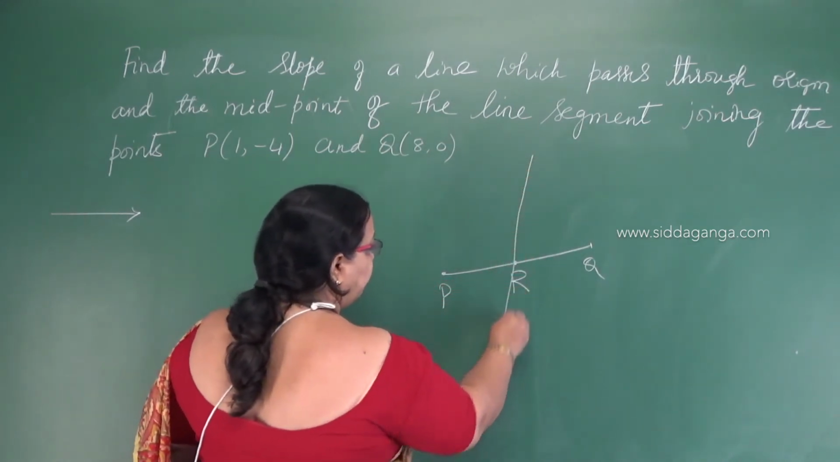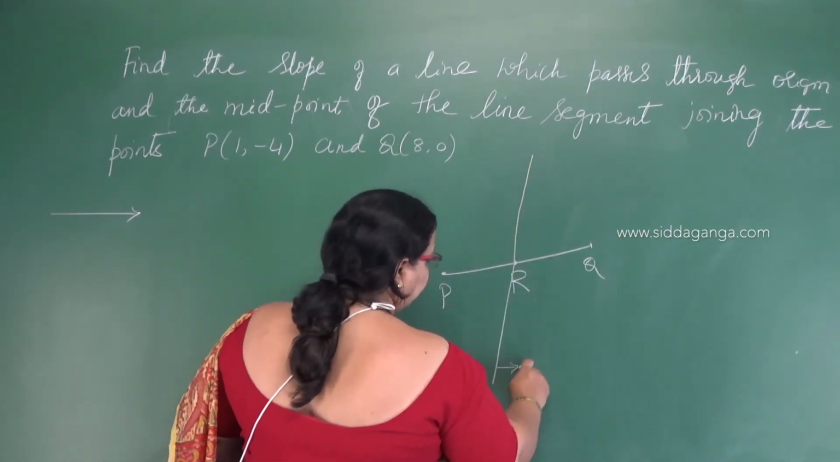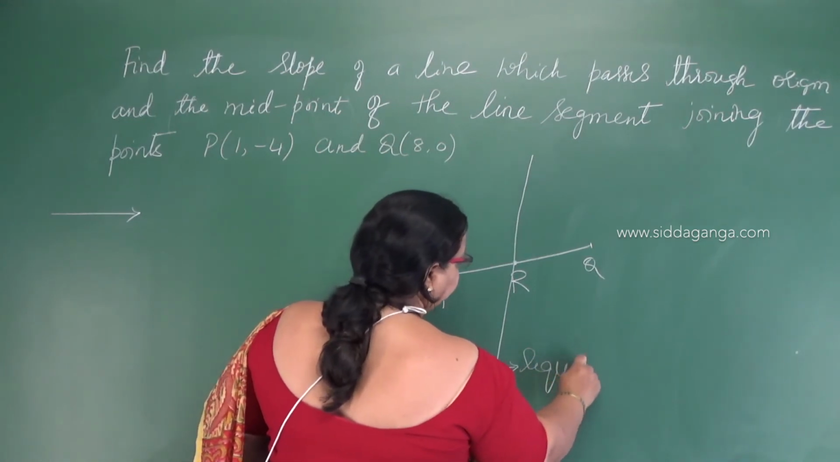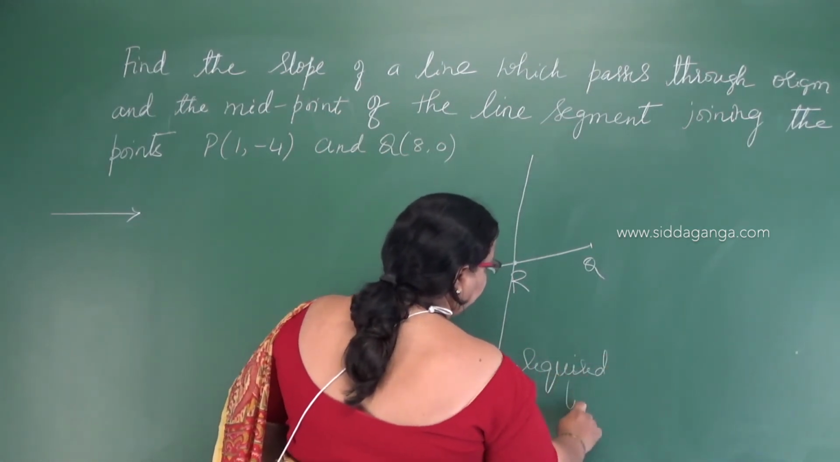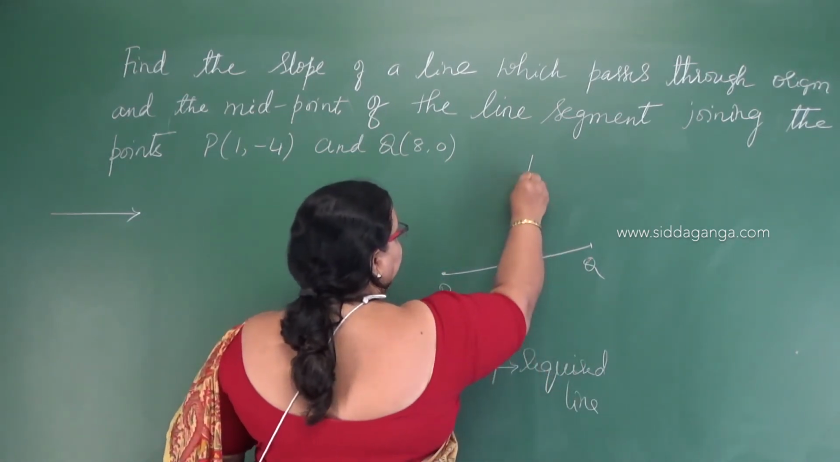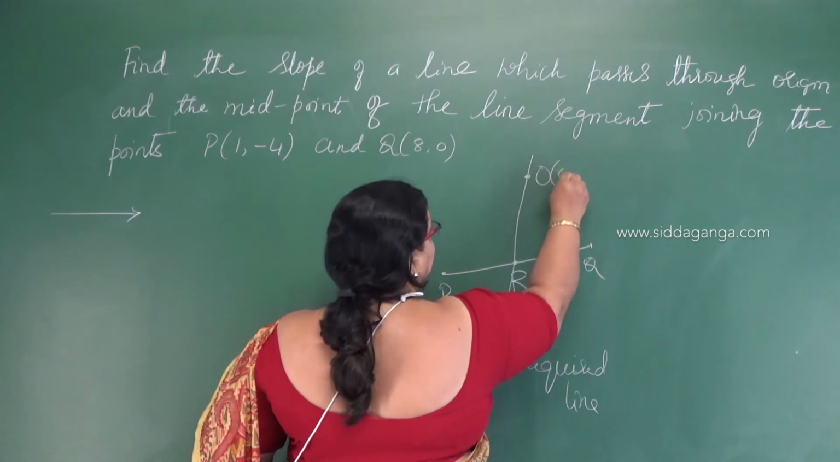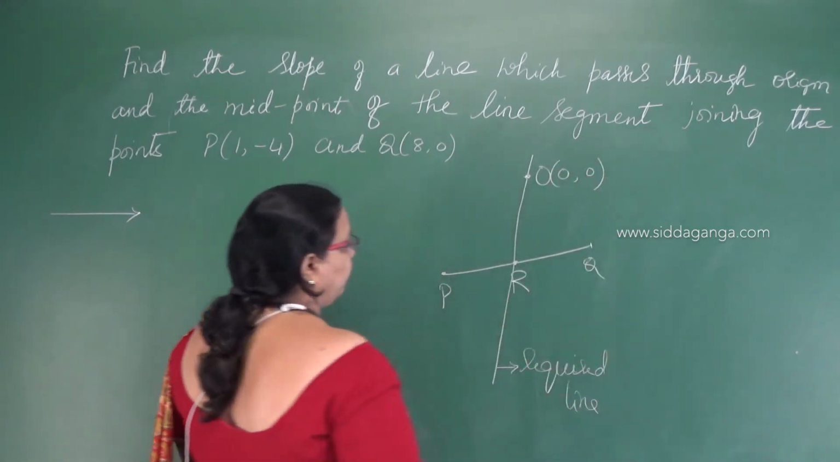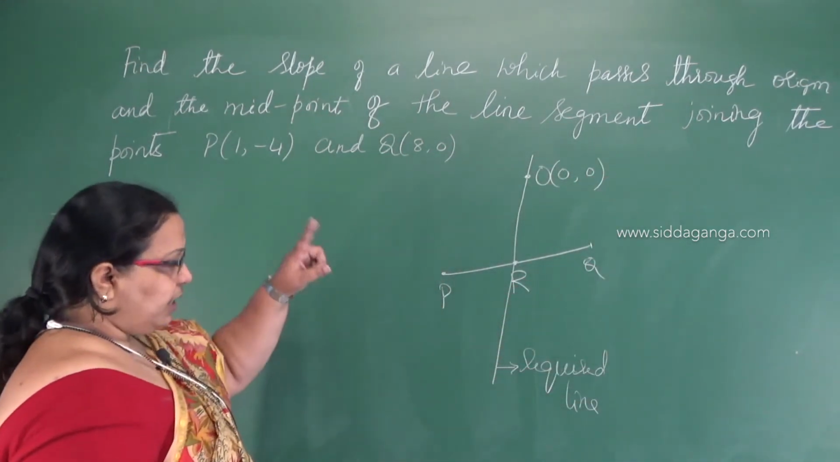This is the line passing through the origin. This is the required line which passes through the midpoint of PQ as well as the origin. We have to find the slope of that line.